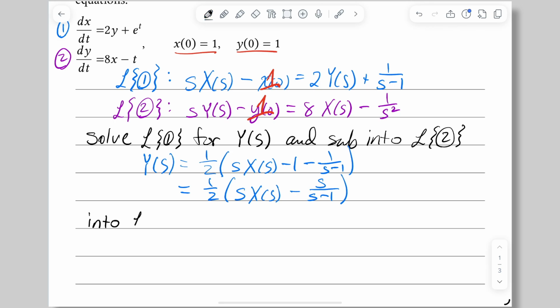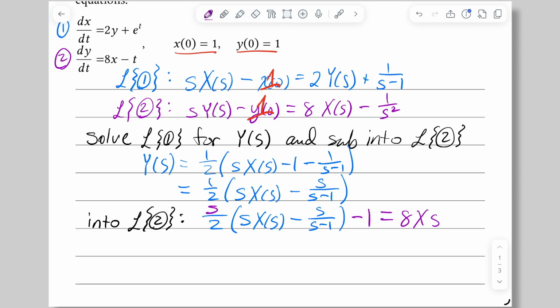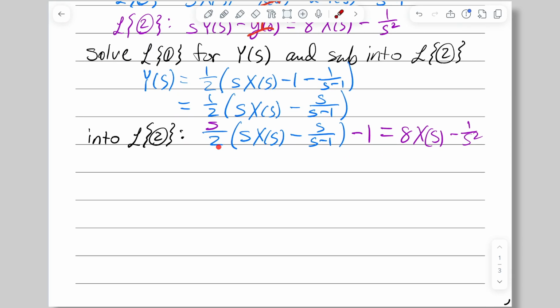Putting that into the Laplace transform for equation 2 gives us s over 2 times sX(s) minus s over s minus 1, minus 1, equals 8X(s) minus 1 over s squared, where we've just substituted in place of Y(s). Clearing the denominator of 2 and then gathering all of our uppercase X's on one side results in s squared minus 16 times X(s) is equal to s squared over s minus 1 plus 2 minus 2 over s squared.